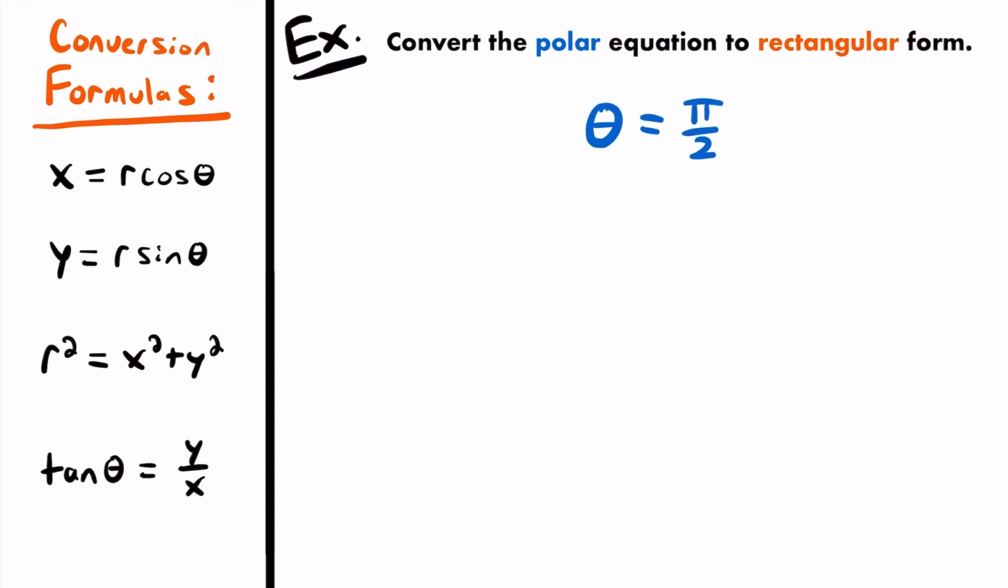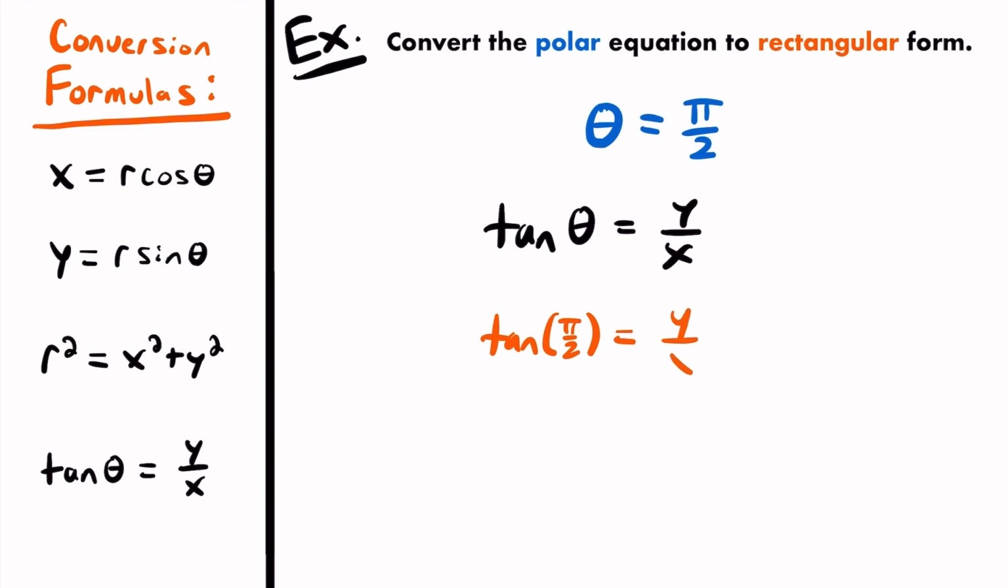All right, next up, we want to convert this polar equation to rectangular form. It's very similar to what we just converted in the previous example. This time we have theta is equal to pi divided by 2 rather than theta is equal to pi divided by 6. Since this polar equation only involves theta, we know that we want to use the conversion formula tangent theta is equal to y divided by x. So let's write that down. We'll have tangent theta is equal to y divided by x. Now if we replace theta with pi divided by 2, that will give us our rectangular equation. So we'll have tangent of pi divided by 2, and that is equal to y divided by x.